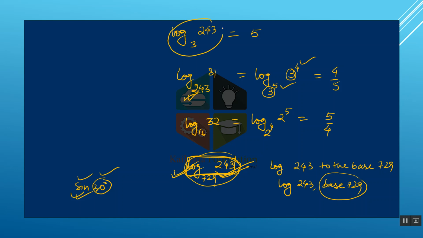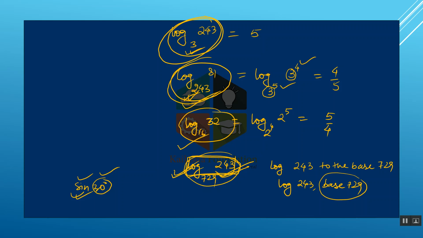You say log 243 to the base 3. Log 81 to the base 243. Log 32 to the base 16. Okay. This is how it works.